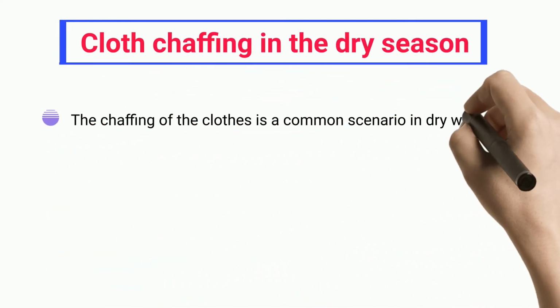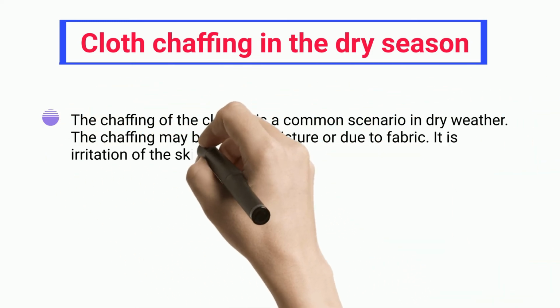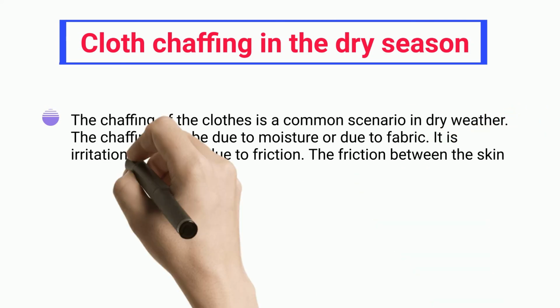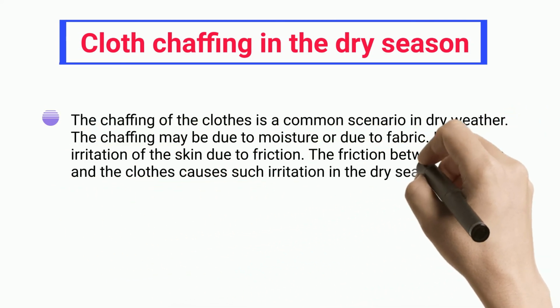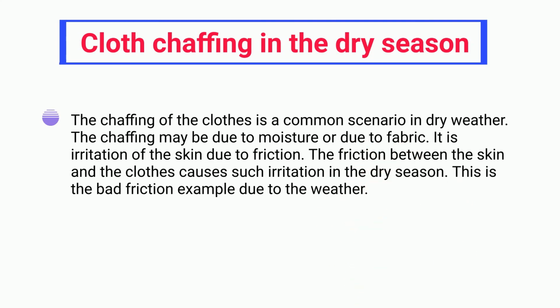Clothes chafing in the dry season. The chafing of clothes is a common scenario in dry weather. The chafing may be due to moisture or due to fabric. It is irritation of the skin due to friction. The friction between the skin and the clothes causes such irritation in the dry season. This is a bad friction example due to the weather.